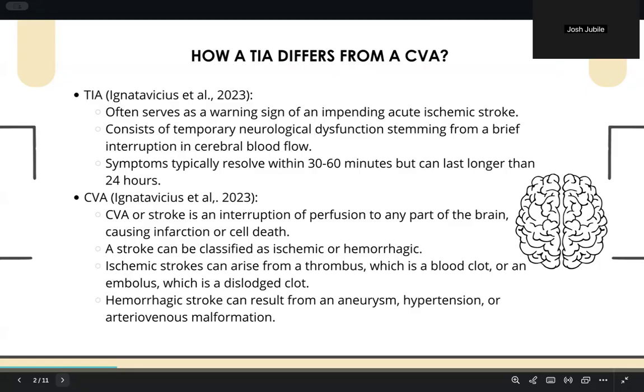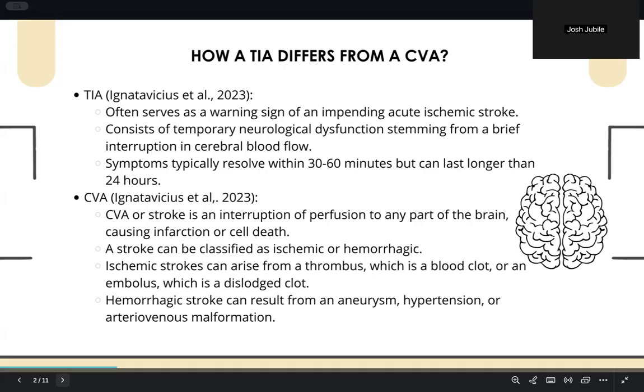Okay. So for a TIA, it serves as a warning sign of an impending acute ischemic stroke. And a TIA consists of a temporary neurological dysfunction, basically stemming from a brief interruption in the flow of blood in the brain. Symptoms of a TIA are tricky because they typically resolve within 30 to 60 minutes, but can last longer than 24 hours.